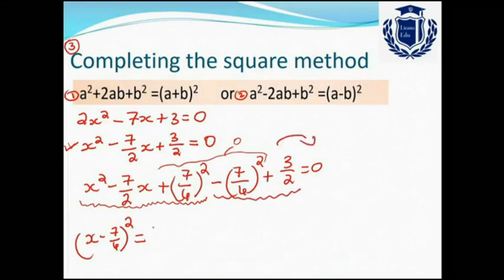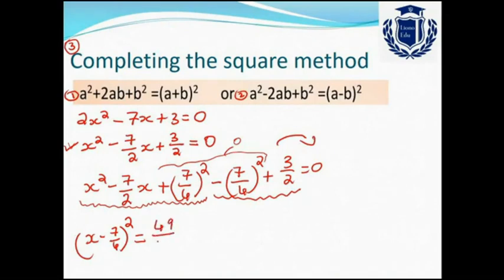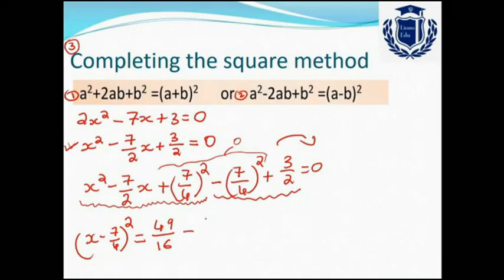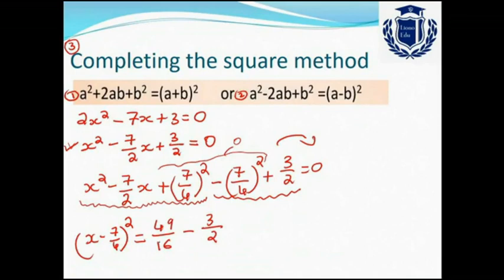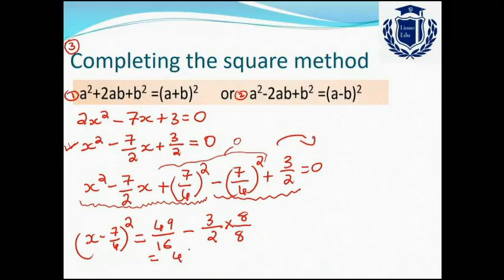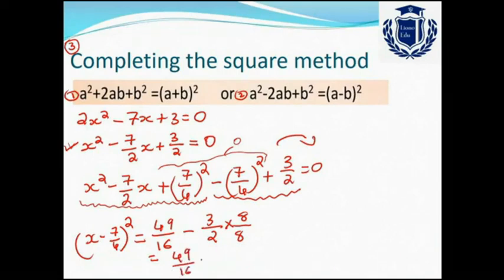So what will you get? When you square it, you have 49 divided by 16. And this plus 3 by 2, when it goes to the right side, will become minus 3 by 2. In order to solve this, the denominators are not the same. One is 16 and the other is 2, so I have to make them equal. So I multiply by 8. This will become 49 by 16 minus 3 times 8 is 24, by 2 times 8 is 16. So it will be 25 by 16.